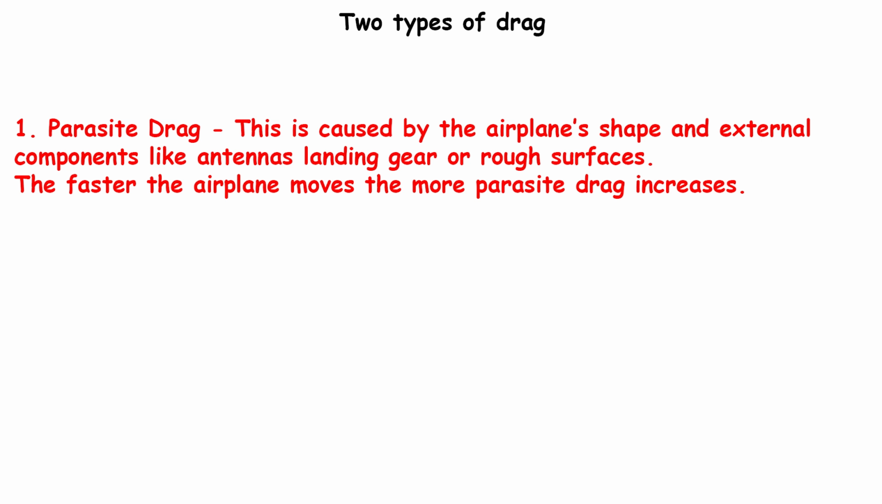There are two main types of drag. Parasite drag, caused by the airplane's shape and external components like antennas, landing gear, or rough surfaces. The faster the airplane goes, the more parasite drag increases.